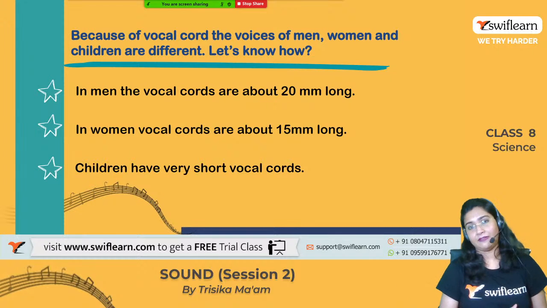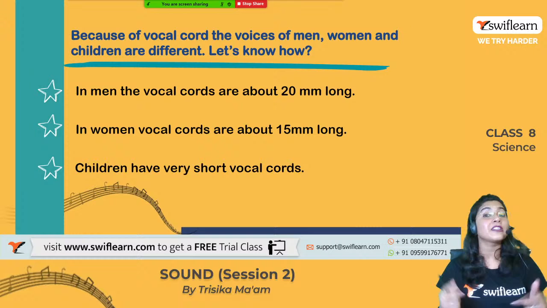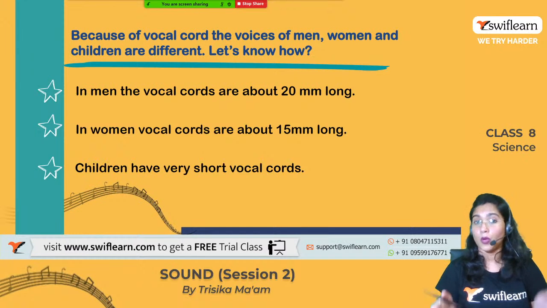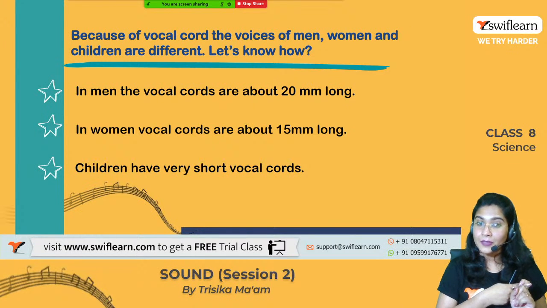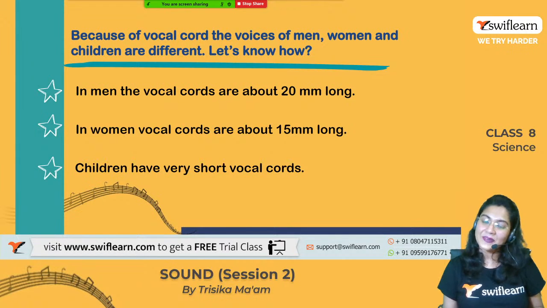is totally different, right? So have you understood now how the different sounds are produced, or how the voices are different in the different human beings? It depends upon the length of the vocal cord. Fine. It is largest in case of men, a little bit smaller in case of women, and very short in case of the children. Clear?